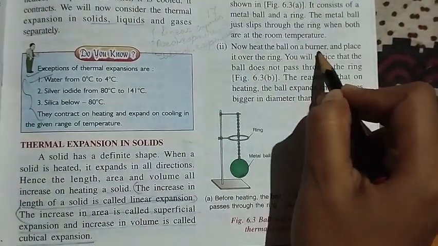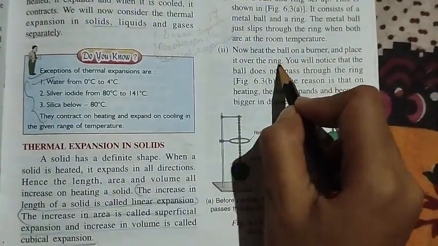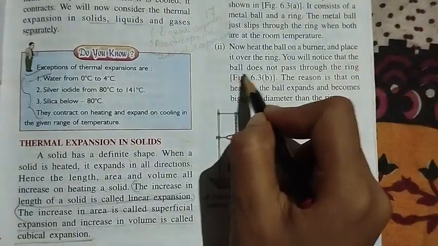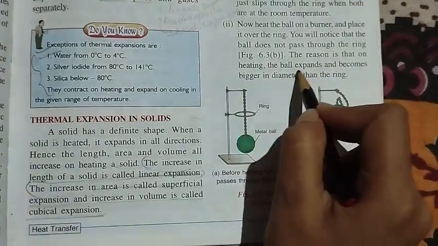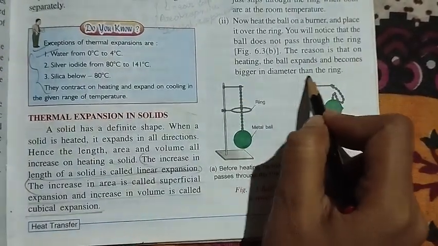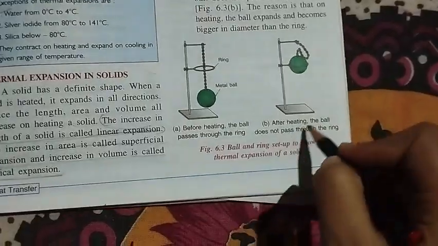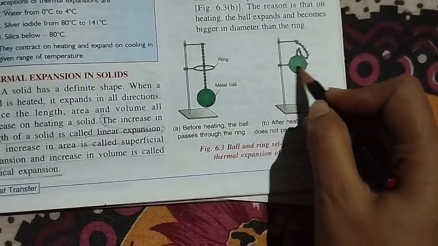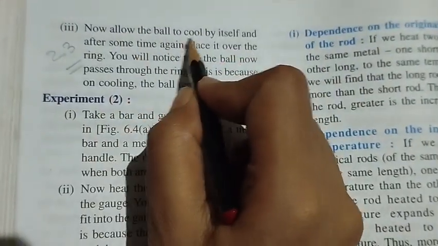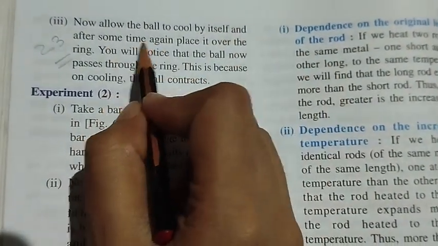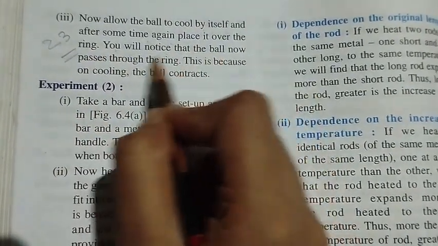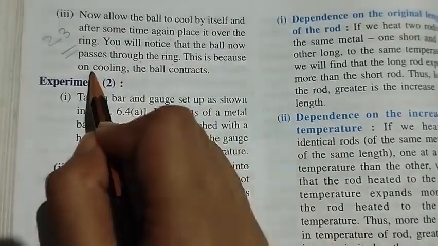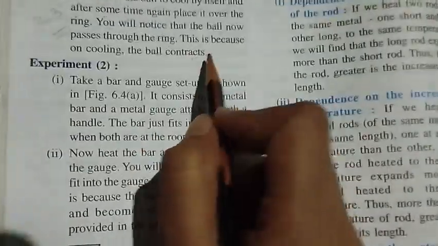Now heat the ball on a burner and place it over the ring. You will notice that the ball does not pass through the ring. The reason is that on heating, the ball expands and becomes bigger in diameter than the ring, and now after heating, the ball does not pass through the ring, as you see. Number 3: now allow the ball to cool by itself, and after some time again place it over the ring. You will notice that the ball now passes through the ring. This is because on cooling, the ball contracts again.